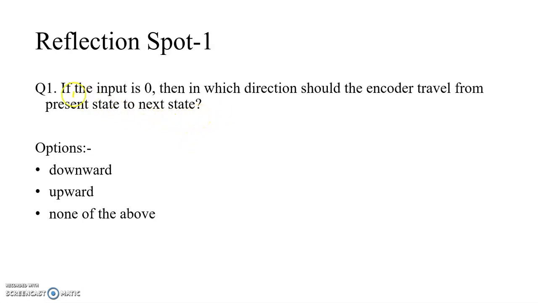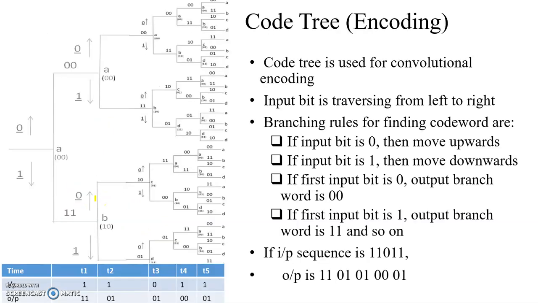So the question is, if the input is 0, then in which direction should the encoder travel from present state to the next state? Options are downwards, upwards or none of the above. So I'll take a pause. So the answer is, if the input is 0, then we travel upwards. Moving on to the next.